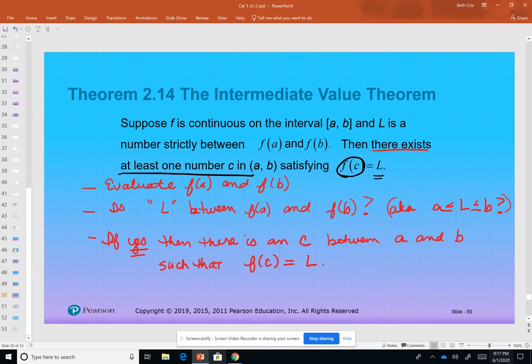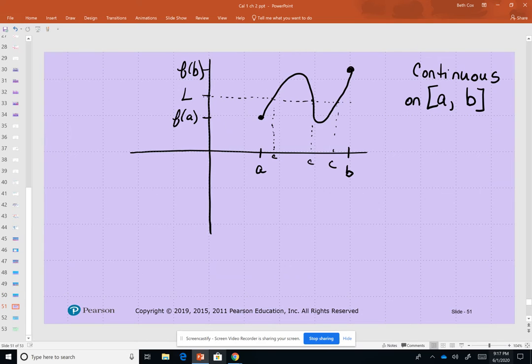And so it's kind of like a betweenness idea. It doesn't have to be like this. It said at least one, so it could be more along the lines of, say, that, and there is at least one number between A and B that gives you the L. So it's a little bit of a betweenness type situation. So that's the intermediate value theorem.